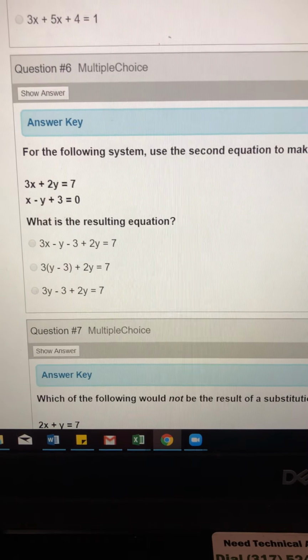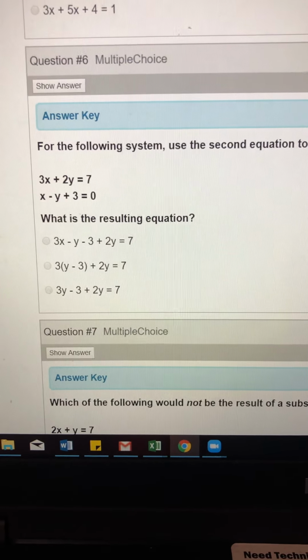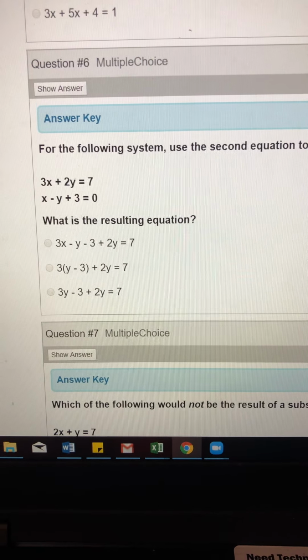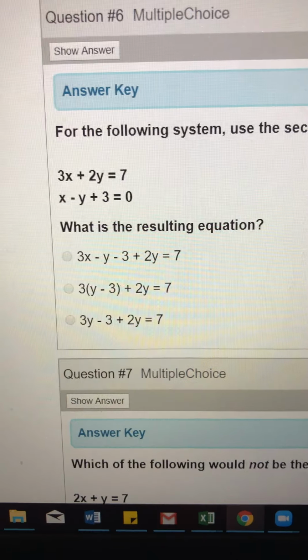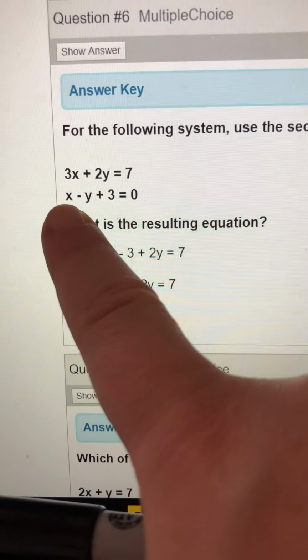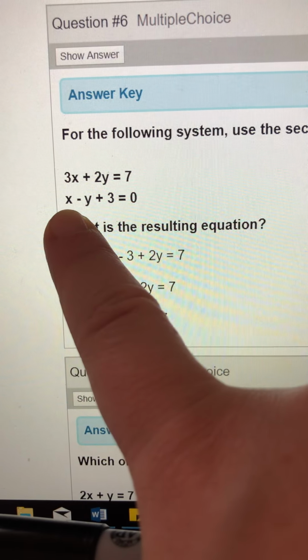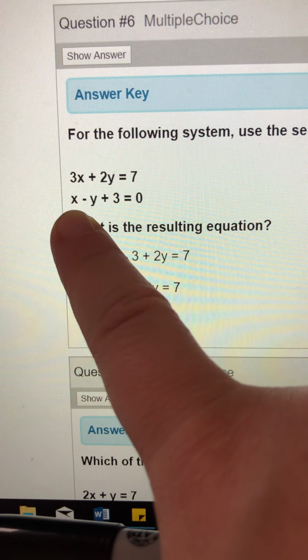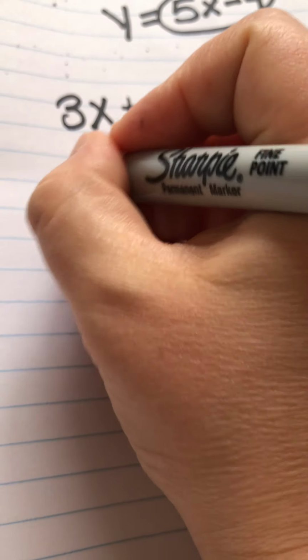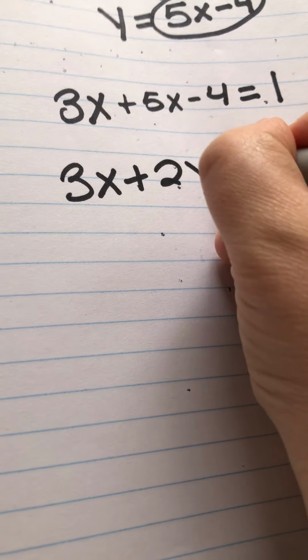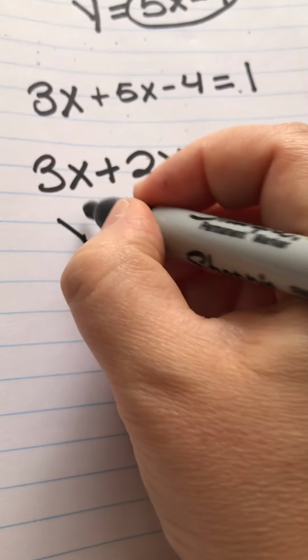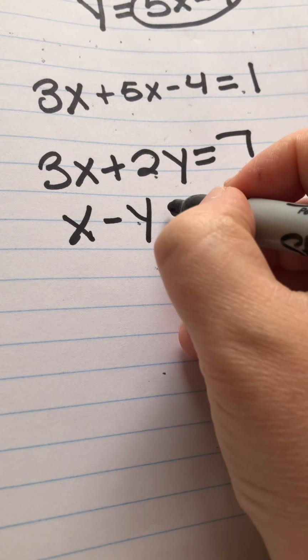The next question says, for the following system, use the second equation to make a substitution for x in the first equation. So this is the exact same thing we just did. However, this time they want us to get x by itself in this equation instead of y. So let me go ahead and write down my equations. Here's my first equation that I'll be substituting into, and here's the equation that they would like me to get the x by itself for.